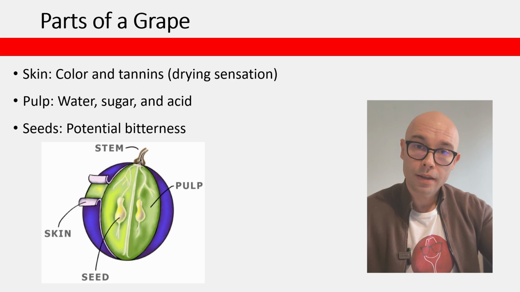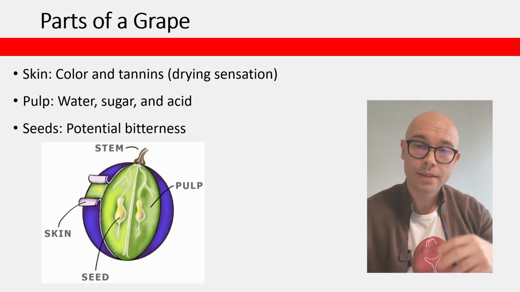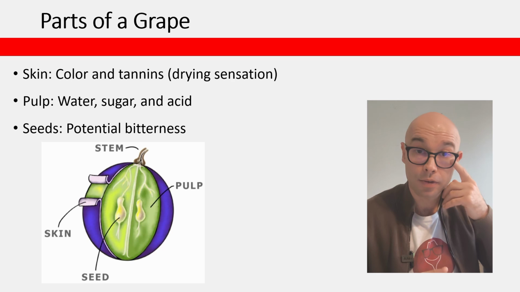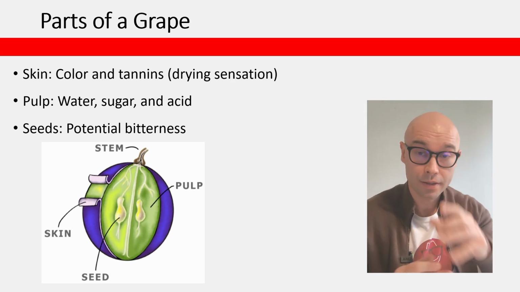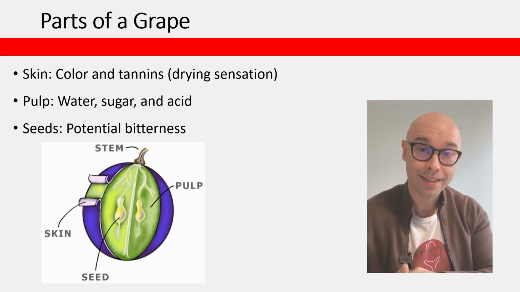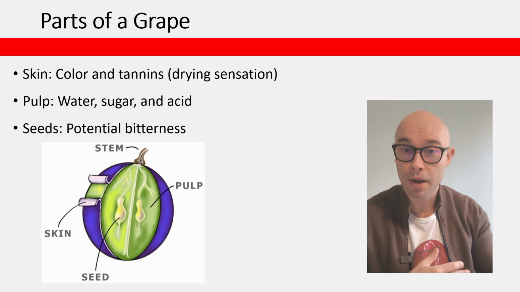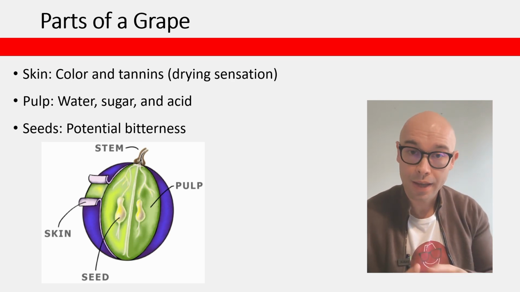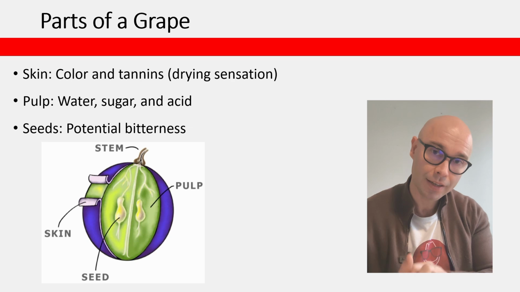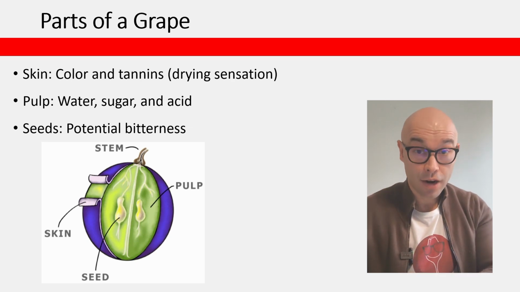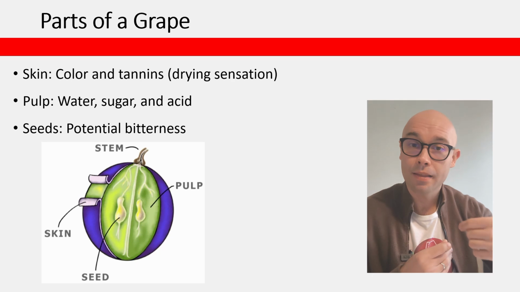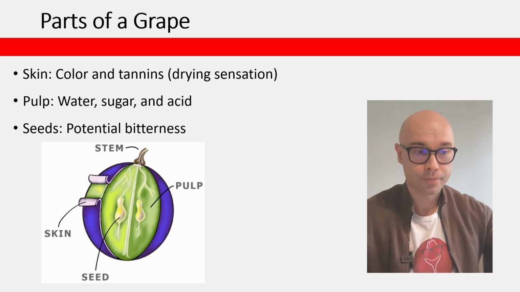Inside the pulp we have the seeds. Seeds are not important in order to give some kind of characteristic to the wine, but it's important not to crush the seeds during the winemaking process, because inside the seeds we have bitter oils that, if the seed is crushed, can give those bitter oils to the wine and make the wine bitter.